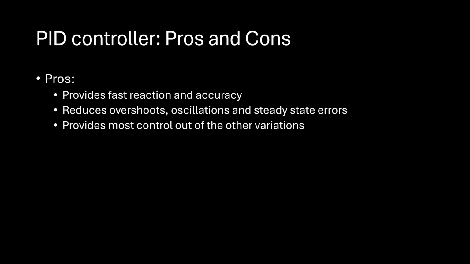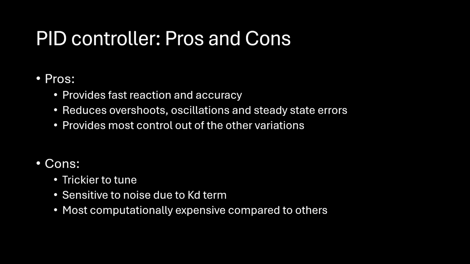Okay, the pros and cons of the PID controller. The pros are it provides fast reaction and accuracy, it reduces overshoots, oscillations, and steady state errors, and it provides the most control out of all the variations. Of course, having three parameters, PID provides more control over the output as compared to, say, a PI or a PD controller. And then the cons are it's simply going to be trickier to tune because there are more parameters to be aware of.